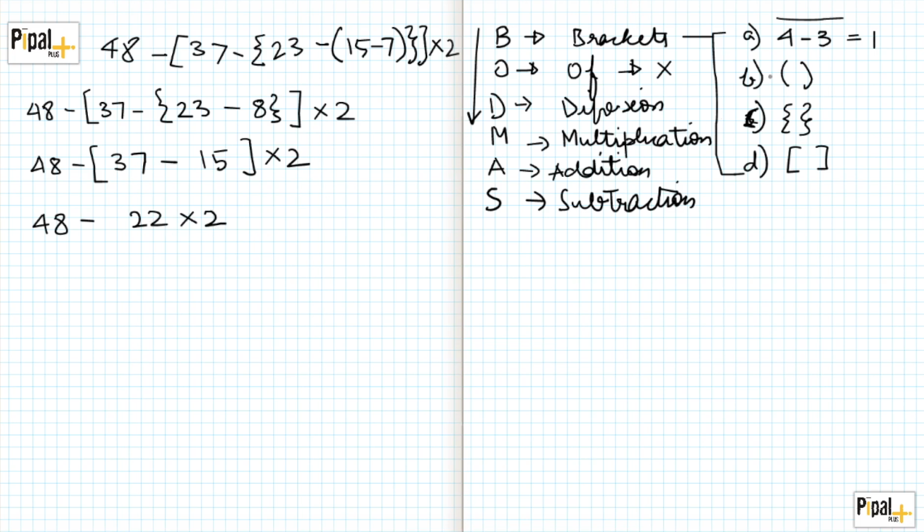Now once all the brackets have been solved, let's look at the Bodmas again. Now is there an of? There isn't. Is there a division? There isn't. The next in line is multiplication. So there's two operations which are left, a subtraction and a multiplication. Obviously the multiplication comes first. So what we'll do is 48 minus 22 times 2, which is 44, and the answer is 4.